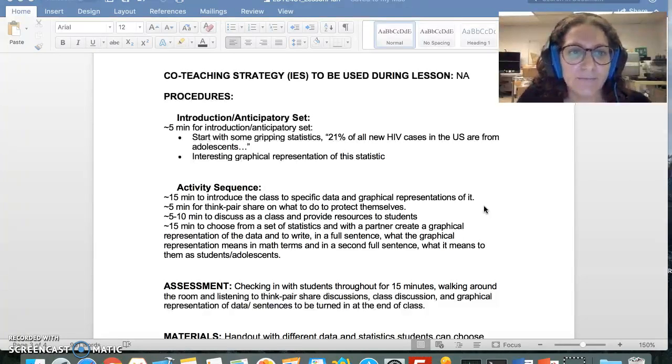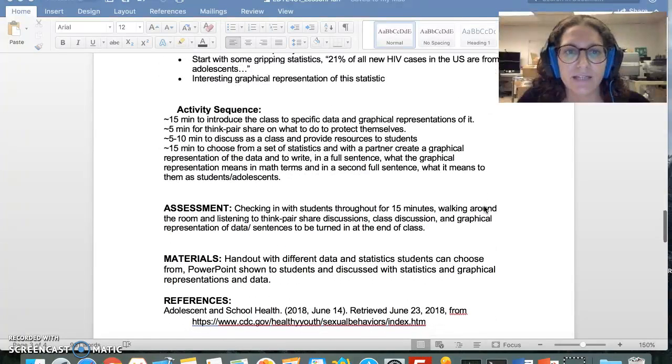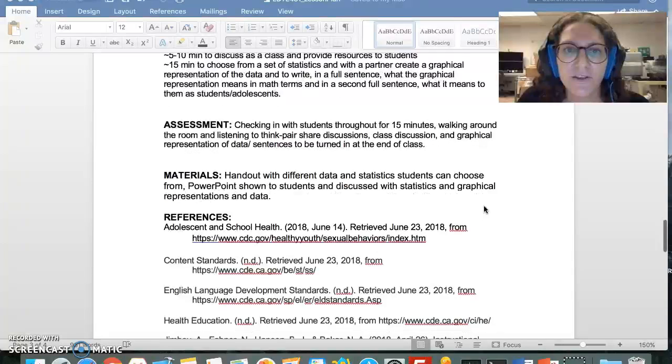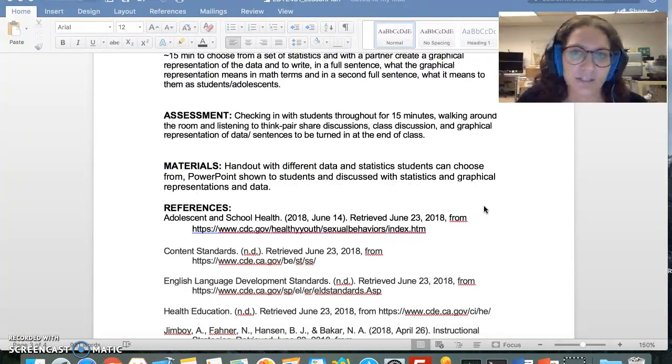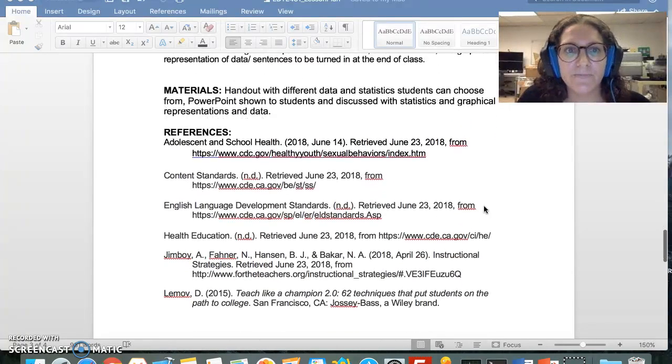And then we'll also do that partner activity, so creating the graphical representation and writing in a full sentence what it means mathematically and then what it means to them as students and adolescents. So for the assessment, it's going to be just the constant checking in with students, the think, pair, share, and then the class discussion. And then at the end of class, they'll have to turn in that graphical representation with the sentences. So the materials are going to be a handout with the different data and statistics students can choose from in order to create their graphical representation and sentences.